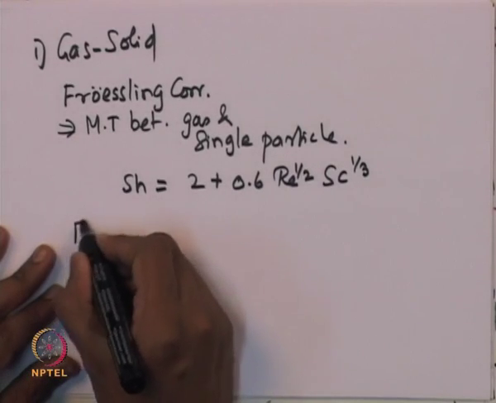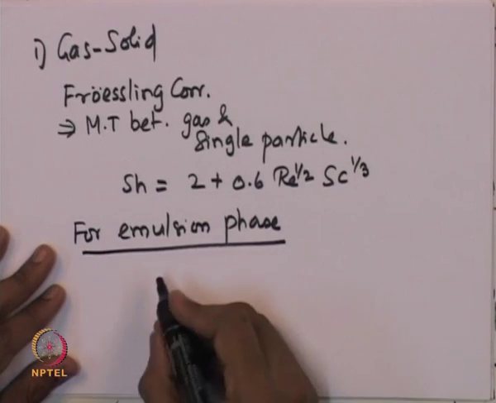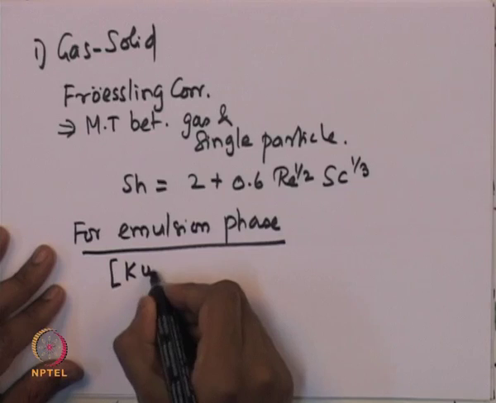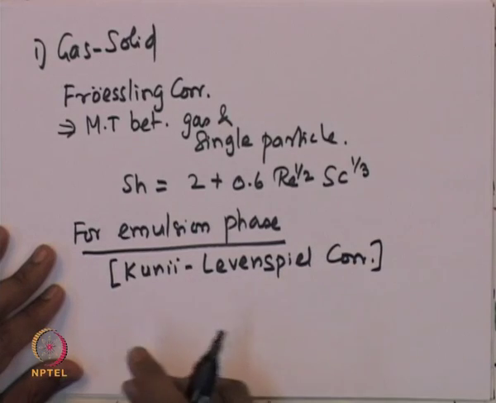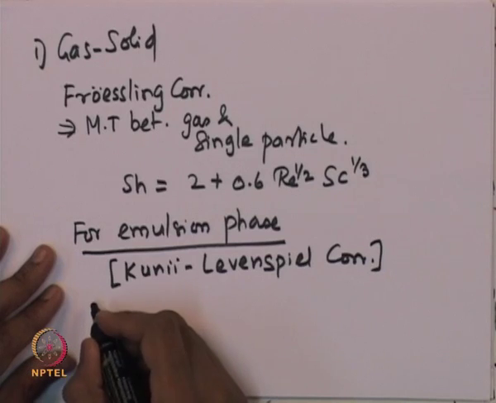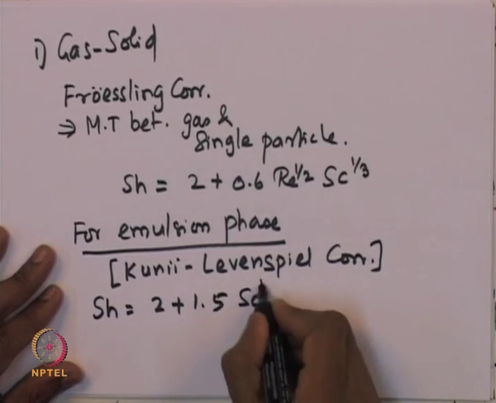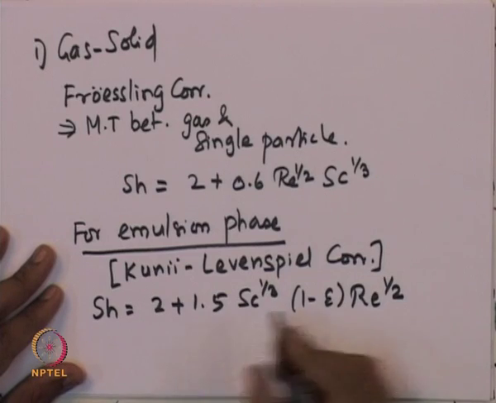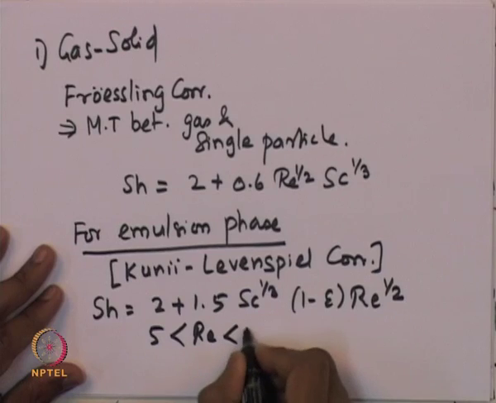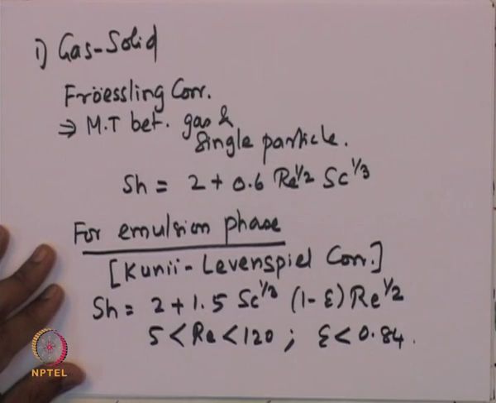And for the emulsion phase, Cooney and Levenspiel have developed a correlation to estimate the mass transport coefficient in the emulsion phase, and that's given by the Sherwood number equal to 2 plus 1.5 into Schmidt number to the power of 1 by 3 into 1 minus epsilon into Reynolds number to the power of half. The validity of this correlation is for Reynolds number between 5 and 120, and epsilon should be less than 0.84. So if the porosity is less than 0.84, then this correlation works in the emulsion phase.